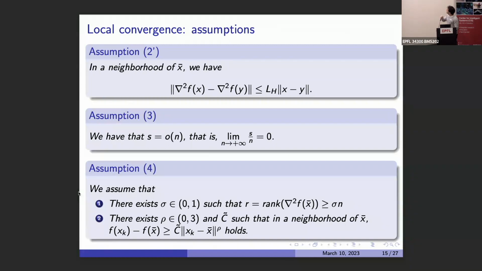And actually, this condition is weaker than the usual one, because in the usual condition, you assume that either f is strongly convex or that f has some similar kind of assumption, but with rho equal to 2. So here we have a weaker bound.